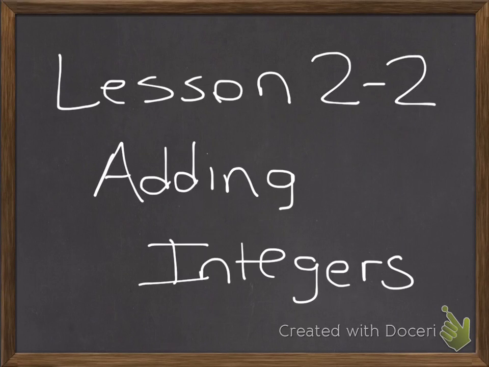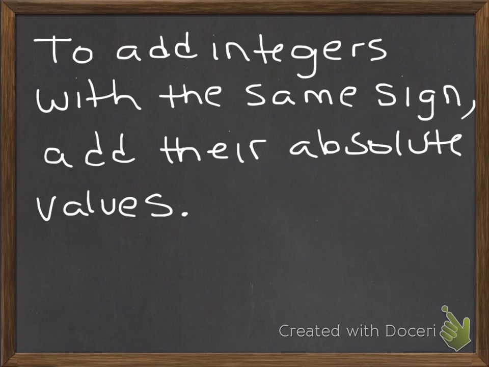Today we're looking at lesson 2.2 on adding integers. To add integers, if they have the same sign, meaning they're both positive or they're both negative, you add their absolute values. What I mean by absolute value is the distance a number is from 0.